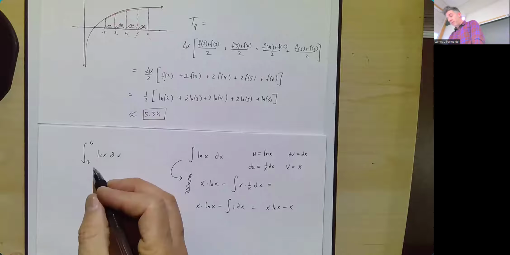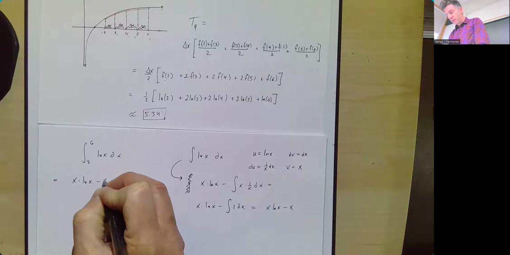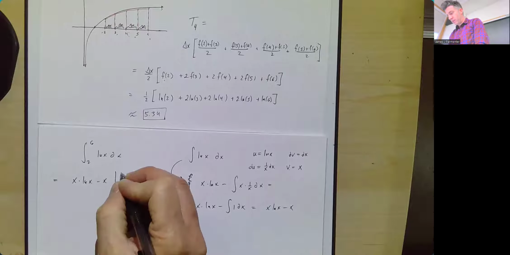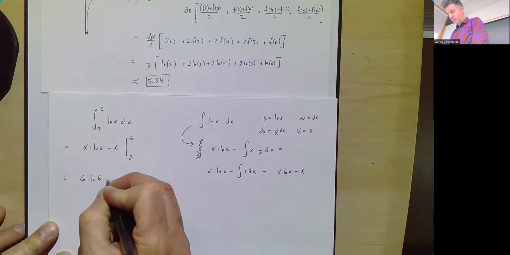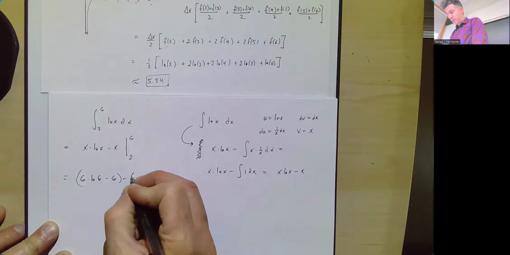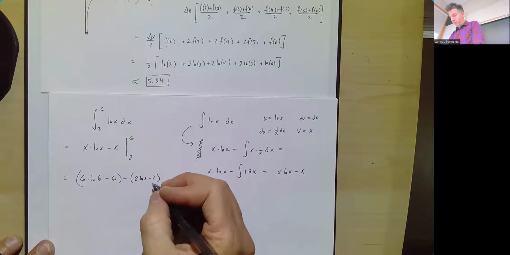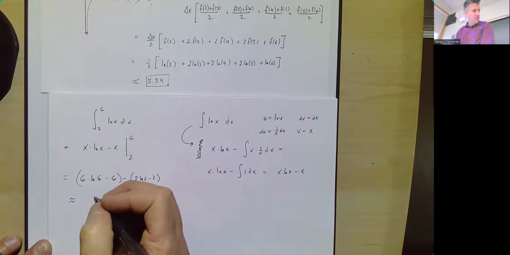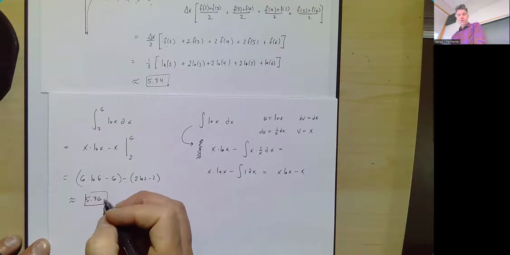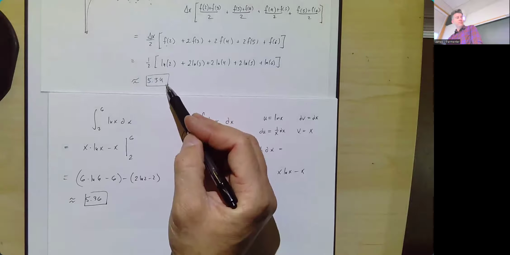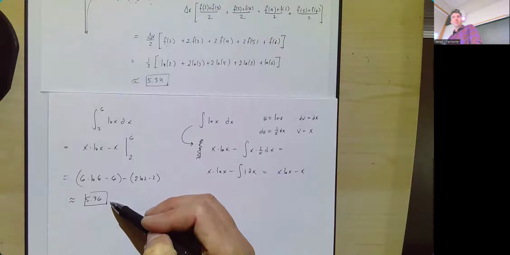So then my definite integral is going to be equal to x times natural log of x minus x evaluated from 2 to 6. So we're going to get 6 times natural log of 6 minus 6, minus 2 times natural log of 2 minus 2, which ends up being approximately equal to 5.36. So look, our estimate using the trapezoid method is pretty good. Only off by less than 0.02 maybe, or around 0.02.